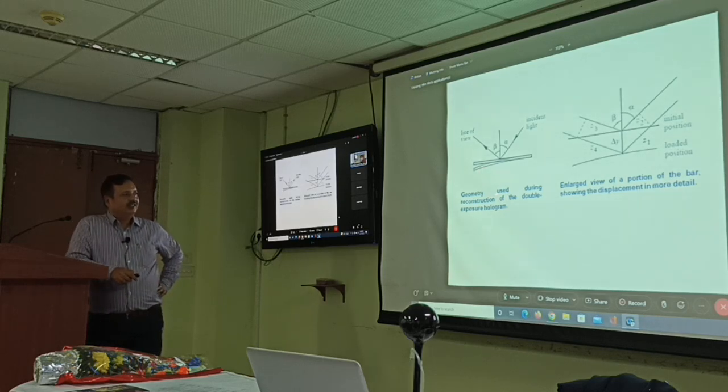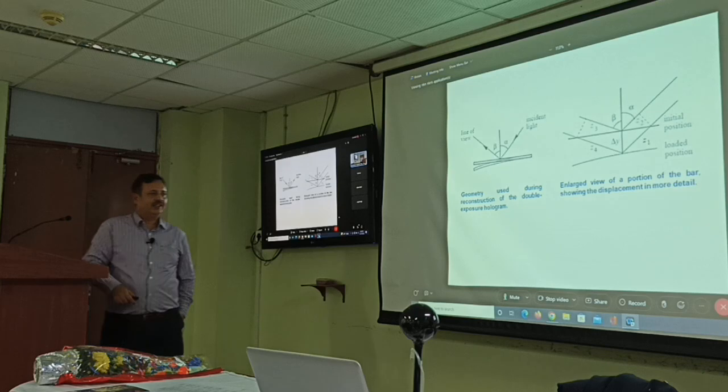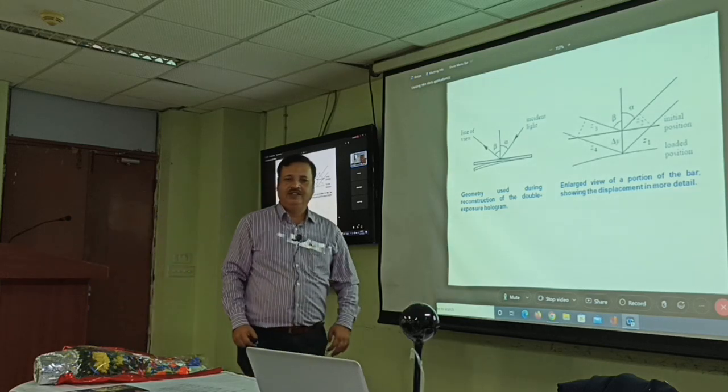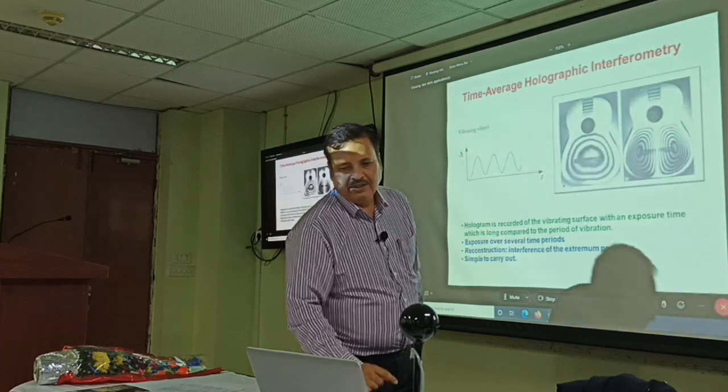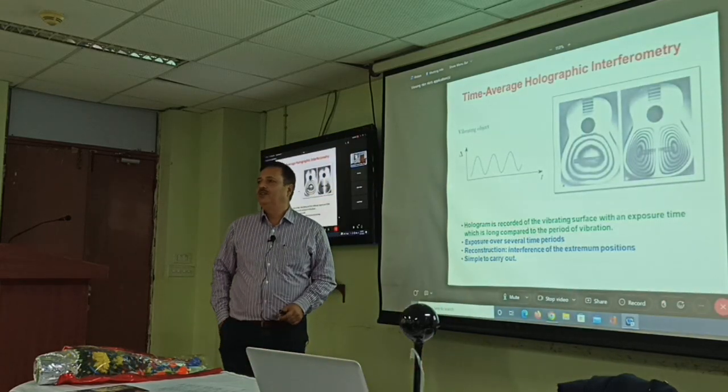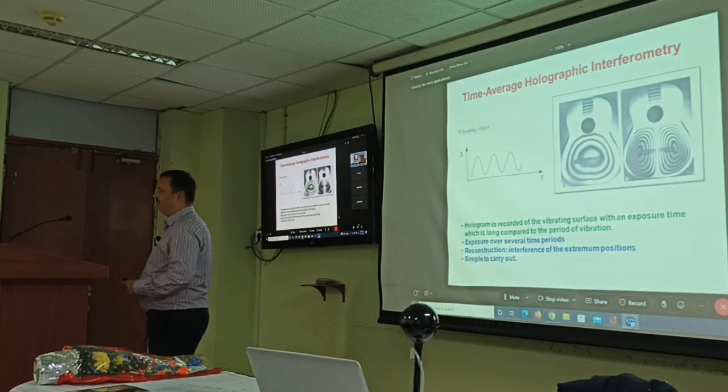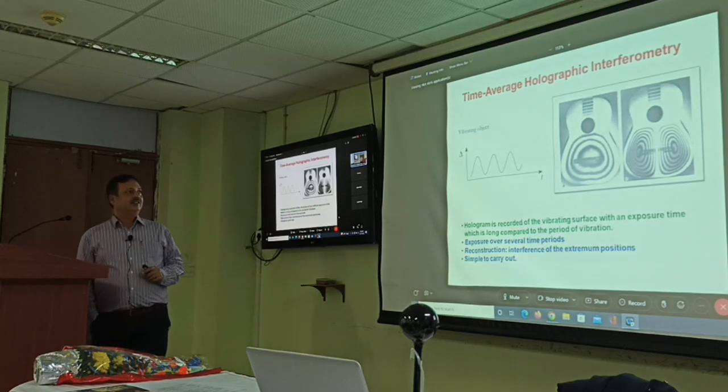That is the tail. So during exposure of the double exposure hologram, this is the enlarged view of a portion of the bar showing the displacement in more detail. So how much is the displacement, that you can very well measure. These are the applications where holographic interferometry is used. Then we have another holographic interferometry that we call time average holographic interferometry.